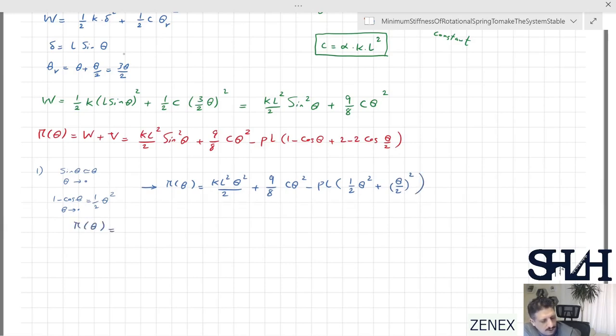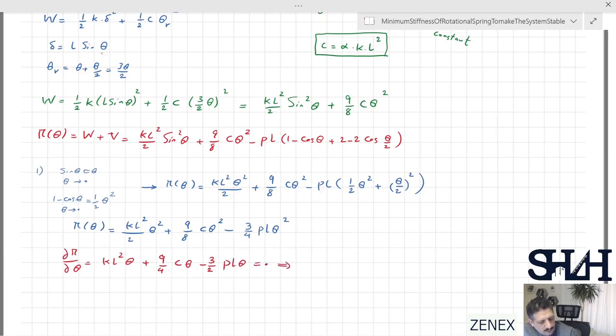Pi theta will be KL2 over 2 sin 2 theta plus 9 over 8 C theta square minus PL times theta square. Then I can take the first derivative of pi with respect to theta, which will be KL2 sin 2 theta plus 9 over 4 C theta minus 3 over 2 PL theta. So there will be two results. First is theta equals 0.